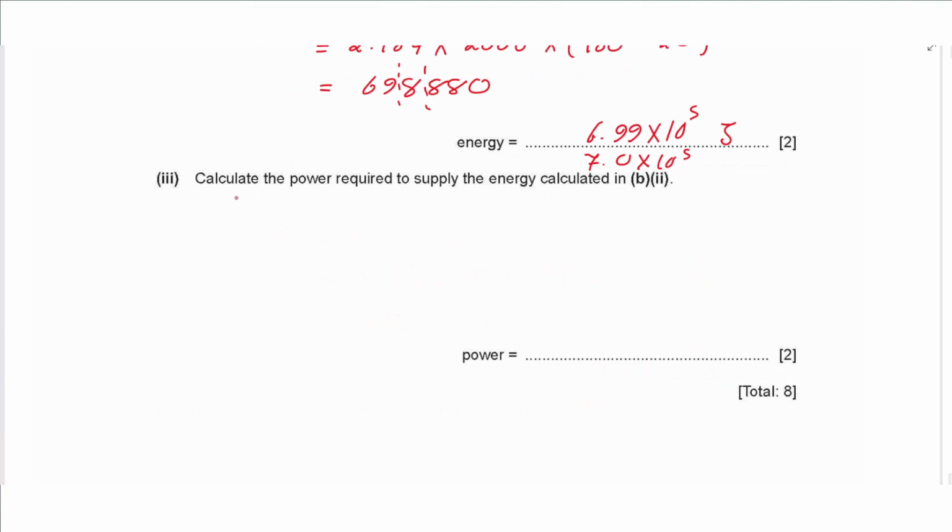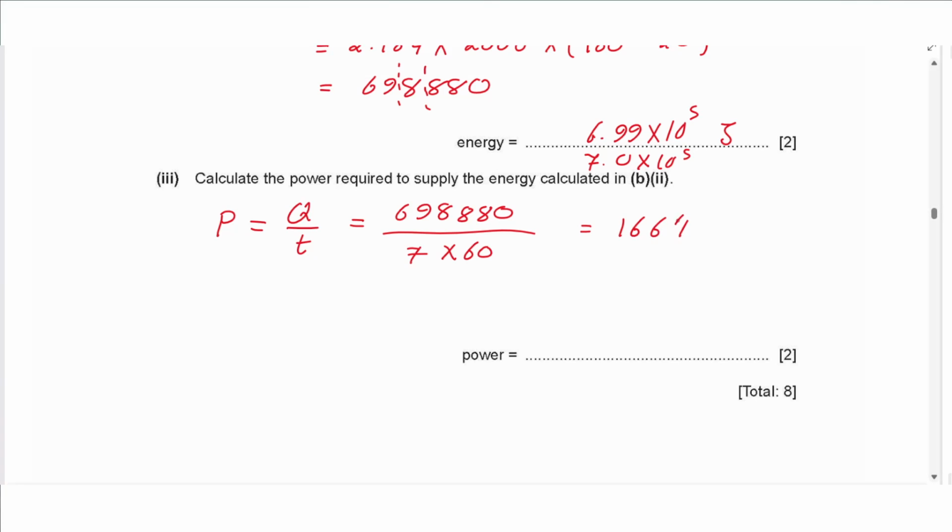Part III says calculate the power required to supply the energy calculated in BII. So the equation is power equal to energy divided by time. So we divide the actual energy 698,880 by the time, but it should be in seconds, not in minutes. So we multiply 7 by 60. That gives an answer of 1664, which is approximately 1700 watts.